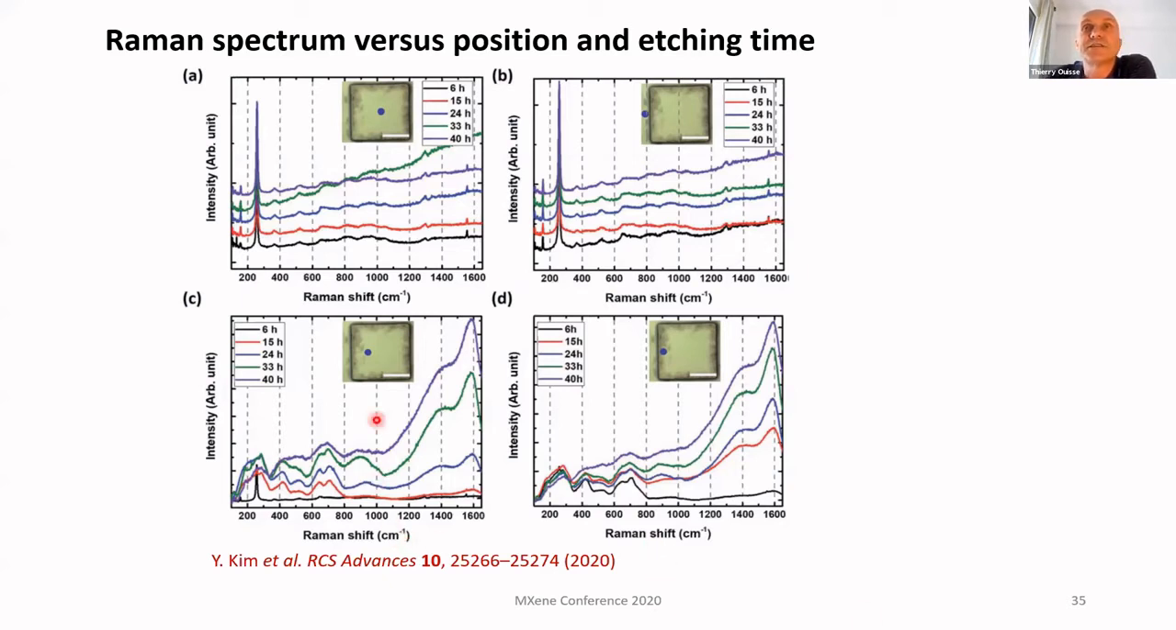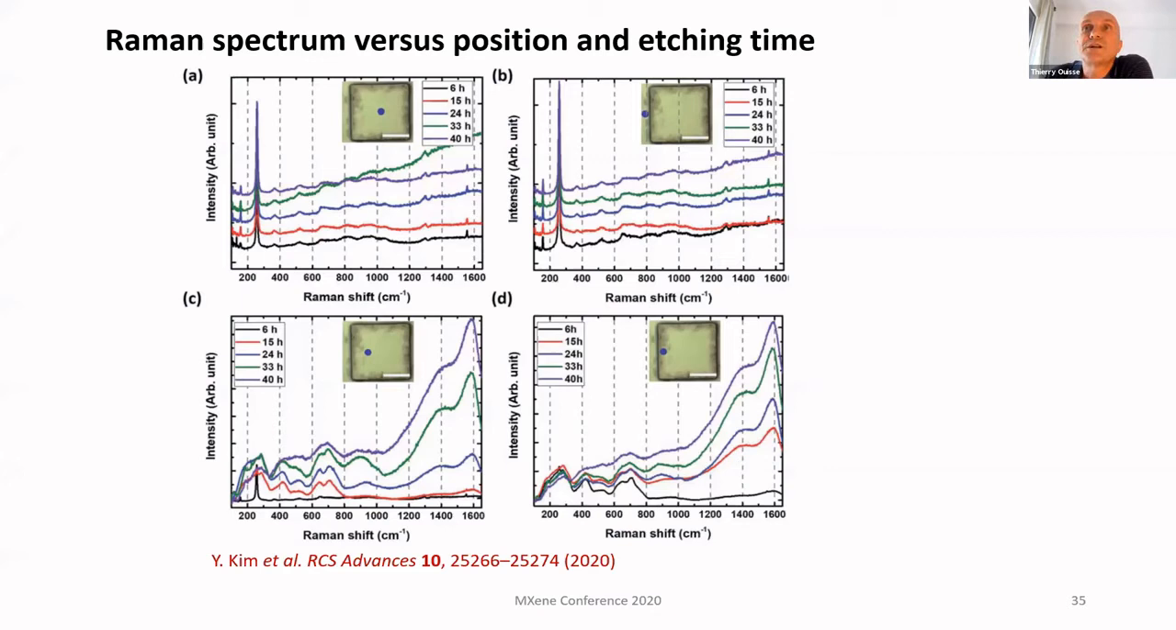Finally, let us examine the bottom left figure where the selected spot is close to the edge, but not as close as the previous one. Then we see that the spectrum after 6 hours still corresponds to the MAX phase. And the effective conversion takes place later on.